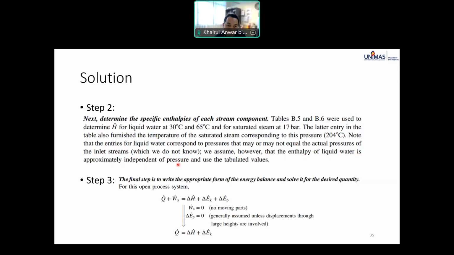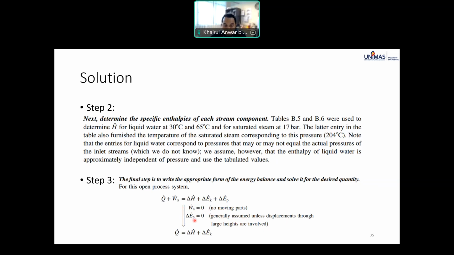Step 3. The final step is to write the appropriate form of the energy balance, and solve it for the desired quantity. Since this is an open process system, we use equation 7.4-15. There are no moving parts. This is just a boiler, so W is 0.